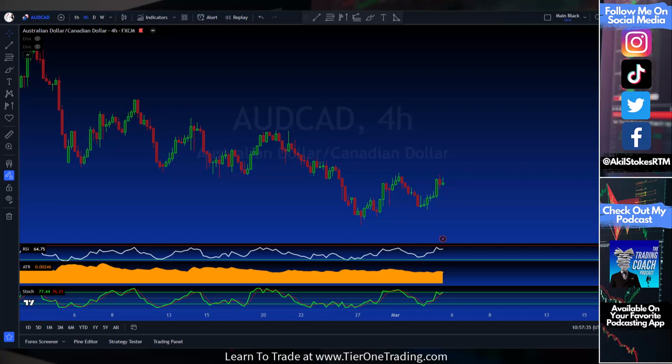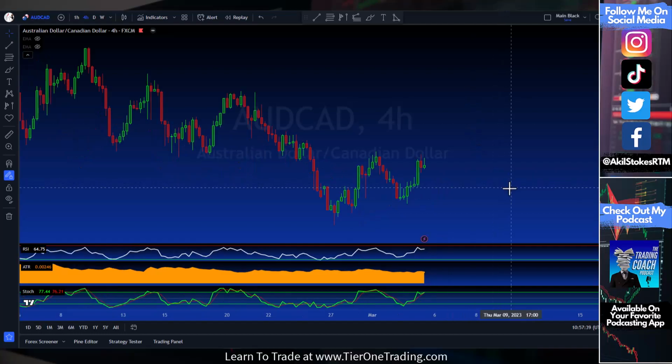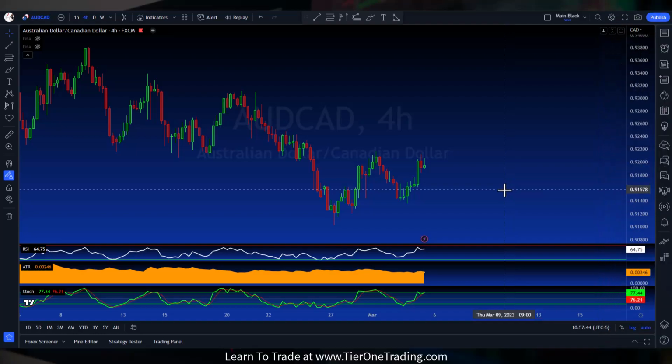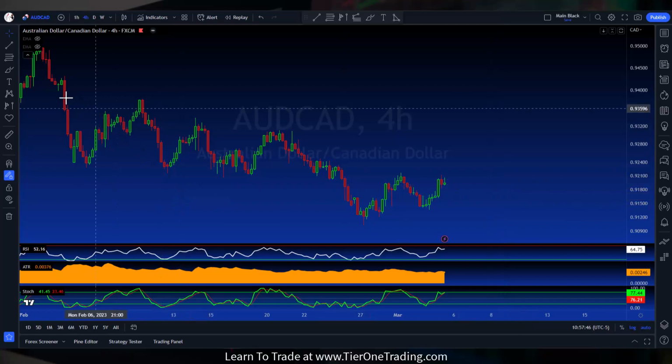Running a little bit late this weekend, so we're going to get right into things, right? We're going to start here on the Aussie-Canada 4-hour chart. And what we're looking at here is a potential bearish bat pattern.